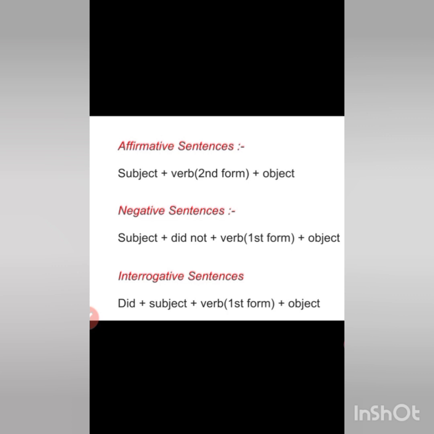And same in case of interrogative sentences. First is did and then subject and then verbs first form and object. So I will start the story now.